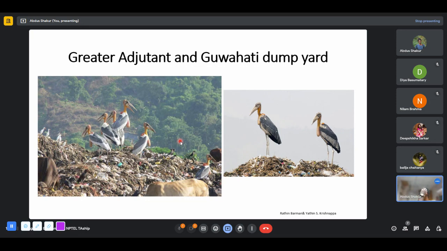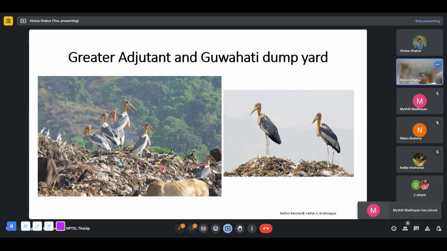So that eventually increases the risk to the species. This is an endangered species, and since they sustain themselves from this environment, it also increases the risk of ingestion, entanglement, or getting disease from this waste.